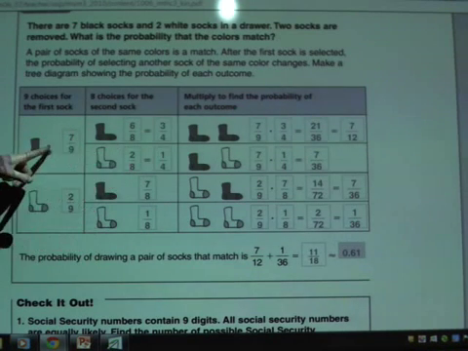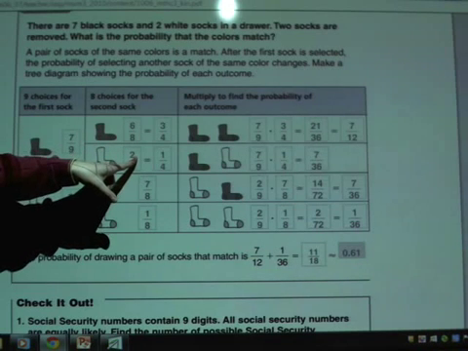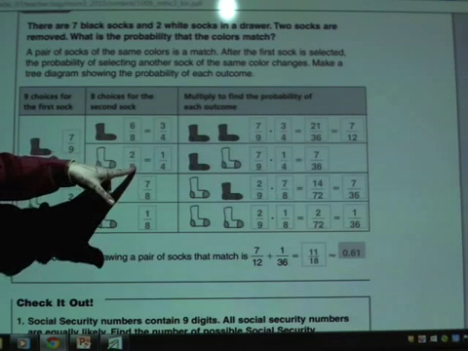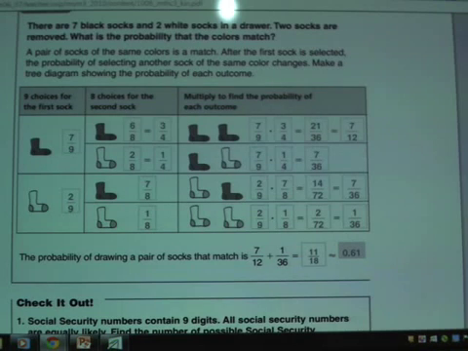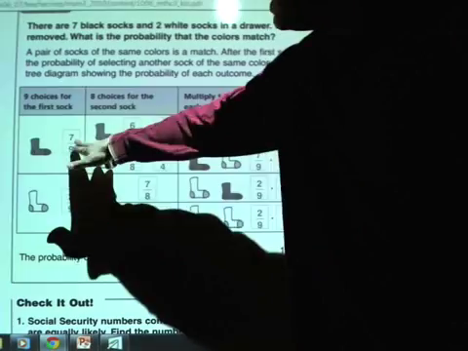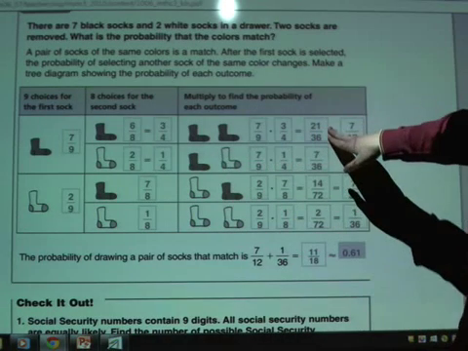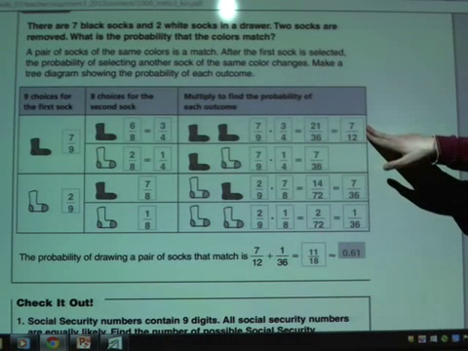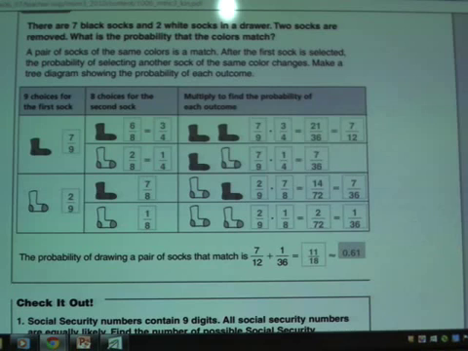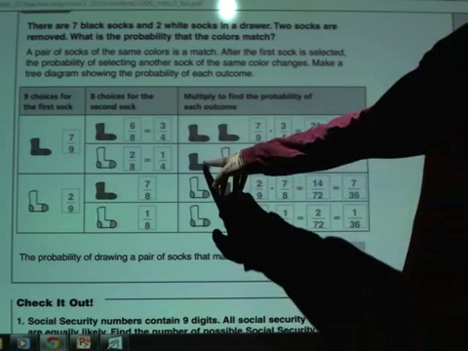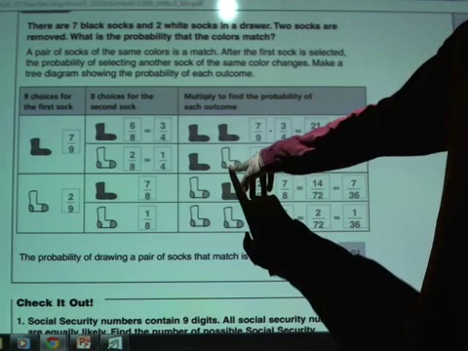If I pulled a dark sock first, there would still be 2 light-colored socks left, or 2 white socks. So 2 out of 8 there. So to find the probability of pulling a dark and a dark, I'm going to multiply those probabilities together. My 7 9ths and 6 8ths, which you can see they reduced to 3/4, which is 21 over 36, or 7 out of 12.